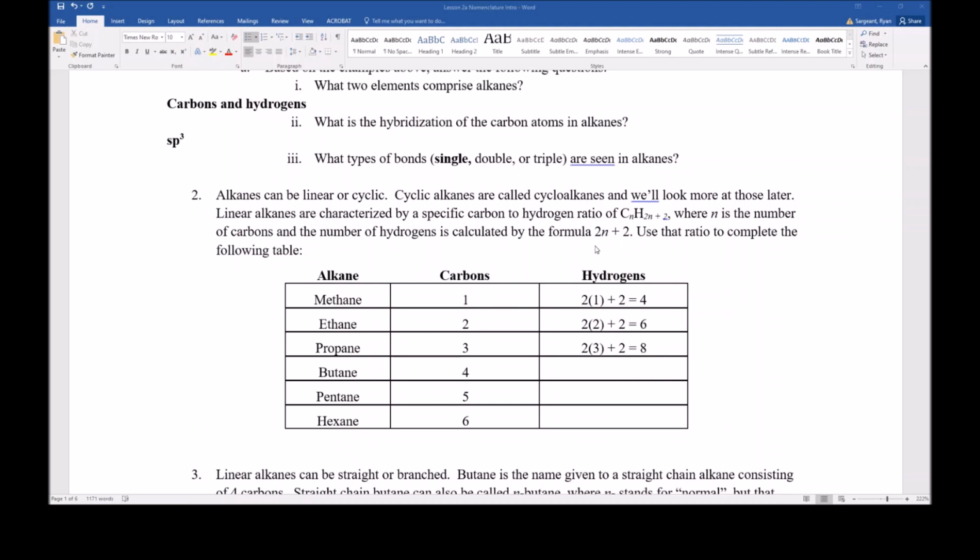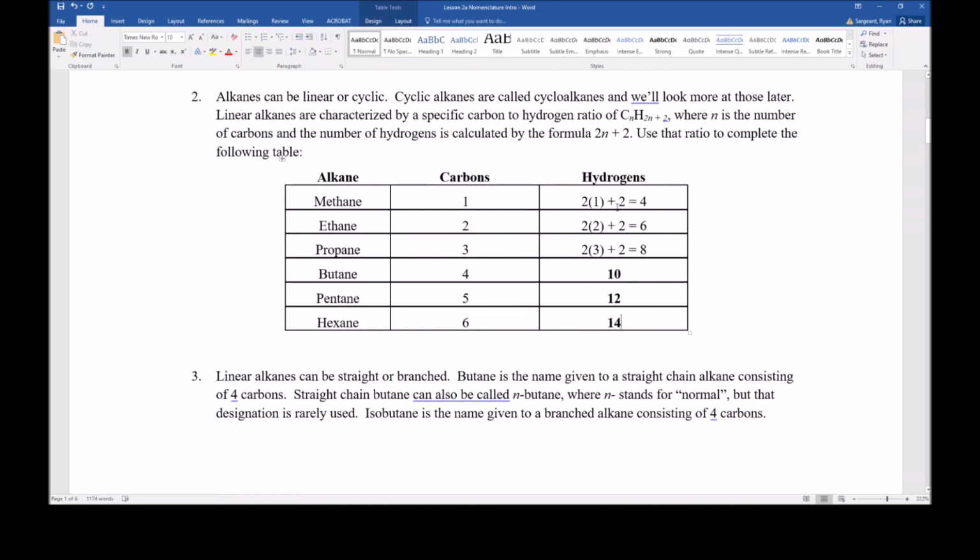The reason for that is that the number of hydrogens is equal to 2 times the number of carbons plus 2. So if you have 1 carbon, then 2 times 1 plus 2 is 4. If you have 3 carbons, then 2 times 3 plus 2 is 8. If you have 4 carbons, then 2 times 4 plus 2 is 10. If you have 5 carbons, 2 times 5 plus 2 is 12. And if you have 6 carbons, 2 times 6 plus 2 is 14. This is kind of a background piece of information that we keep coming back to.